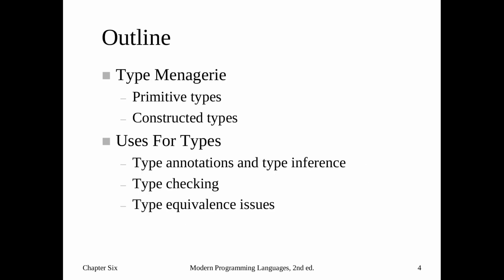So the outline for this lecture is basically that there's a menagerie of types, which are broken down into primitive types or constructed types. And then we also have to take a look at the uses for types, which includes type annotations and type inference, which are part of type checking and type equivalence issues, which thus makes programming a useful thing to do.